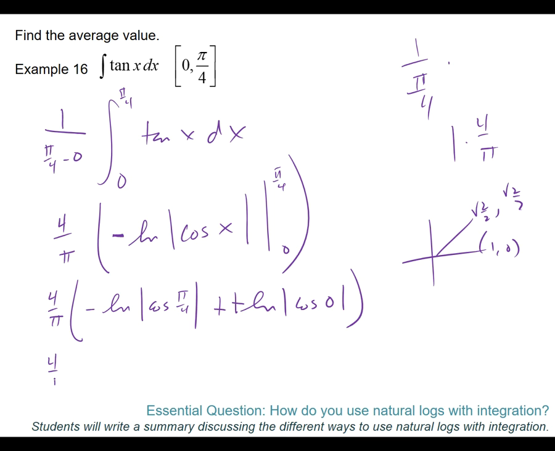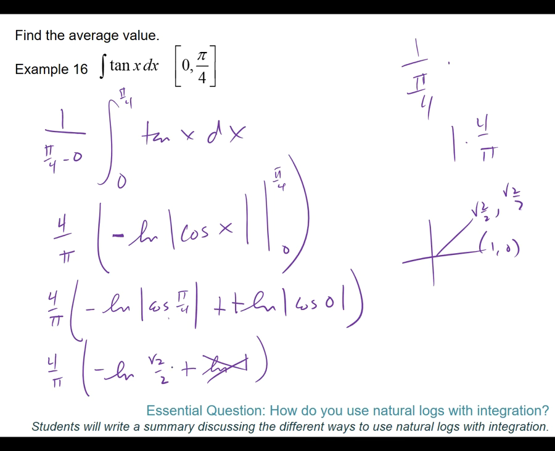Okay, so keeping that 4 over pi out front. What is the cosine of pi over 4? Square root of 2 over 2. Absolute value of it would still be square root of 2 over 2, right? So then drop my absolute value first. Plus, what's the cosine of 0? So I've got the natural log of 1, which is good. See, you've done it so many times now, it's so common, you should really have it.